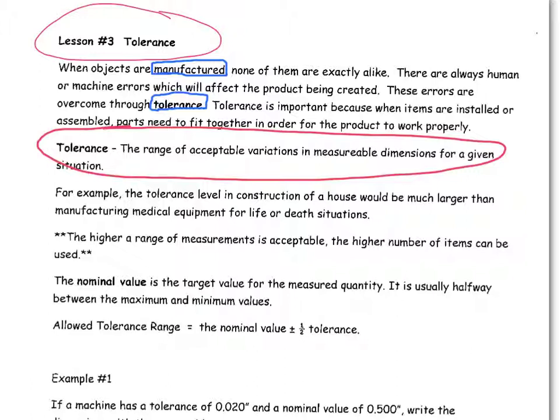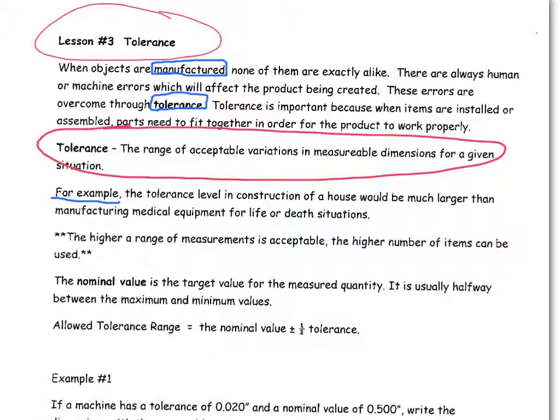Every desk here is completely different from every other desk if you measure enough, if you get close enough to the details. And so the manufacturer who designed the desk needed to provide tolerance, okay? Needed to deal with the error in the creation of their stuff. So for example, the tolerance level in construction of a house would be much larger than the manufacturing of medical equipment for life or death situations. Okay? For a little part that goes into your heart, the margin of error there is a lot smaller than the size of the eave that goes along the edge of your house.